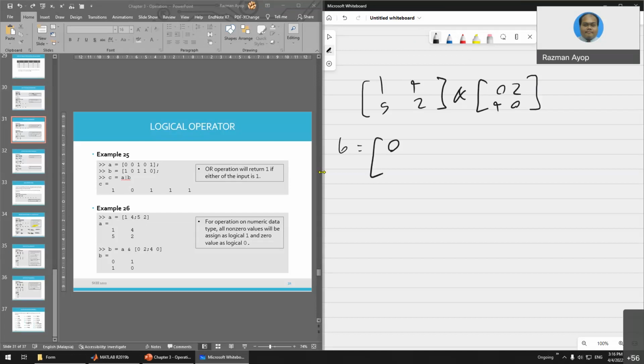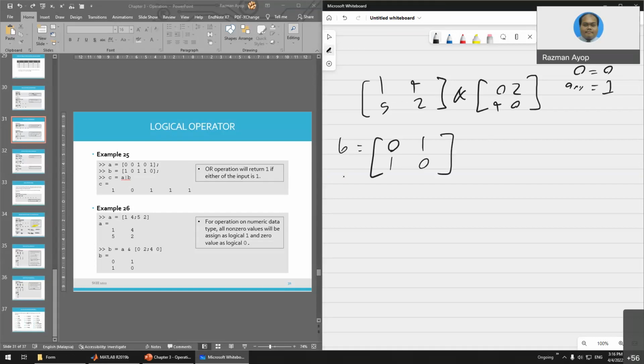Okay. 4 and 0. What is 4 and 0? So 4, anything that is not 0 is 1. Okay. So 0 is equal to 0. Anything else, negative, positive, is always 1. So 1 and 1 is 1. For this case, 1 and 1 is 1. And 2 and 0 is 0. So something like this.